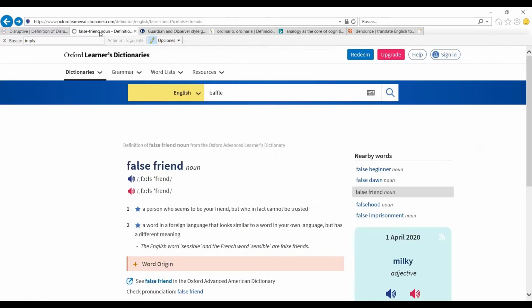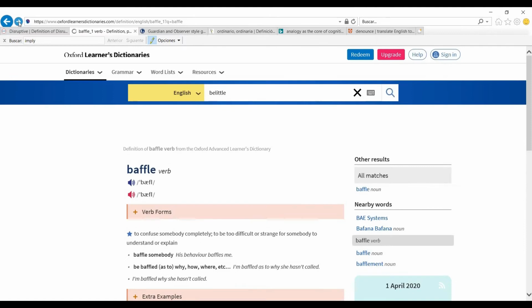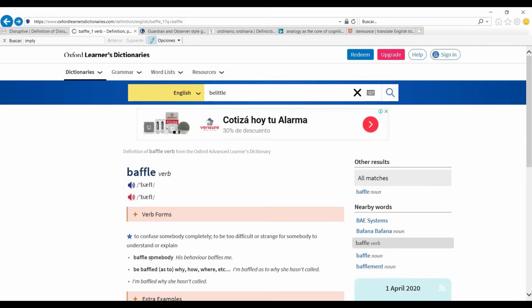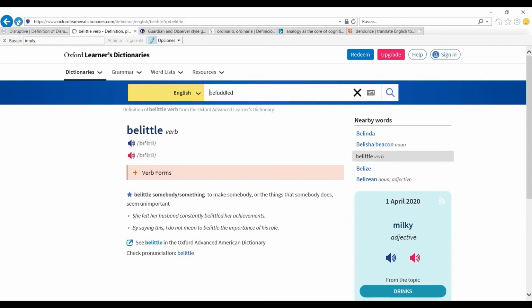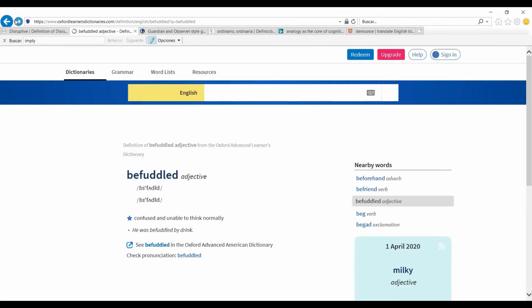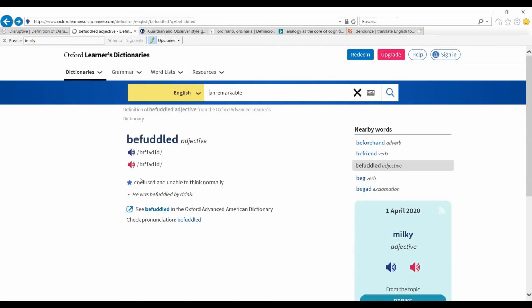And I wanted to show you actually that the opposite happens to us. If I tell you the word baffle, you will be a bit confused. But if I tell you it means confused, then you won't be confused, right? And the same happens if you look at the word belittle. That's not a transparent word for you. But if I tell you that belittle means to make someone feel unimportant, the word unimportant is very clear for Spanish speakers. And the same happens with befuddled, which means also confused.